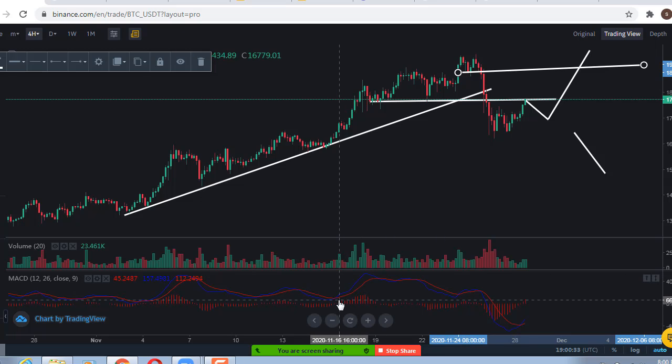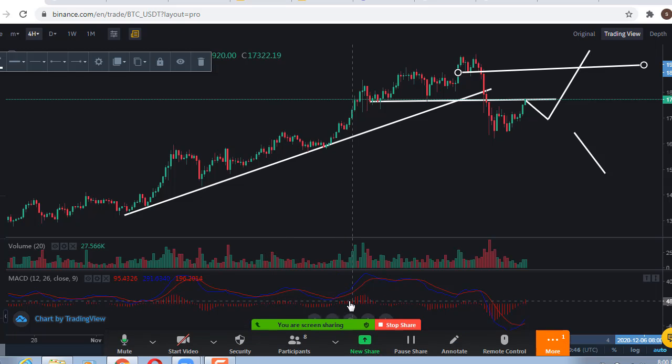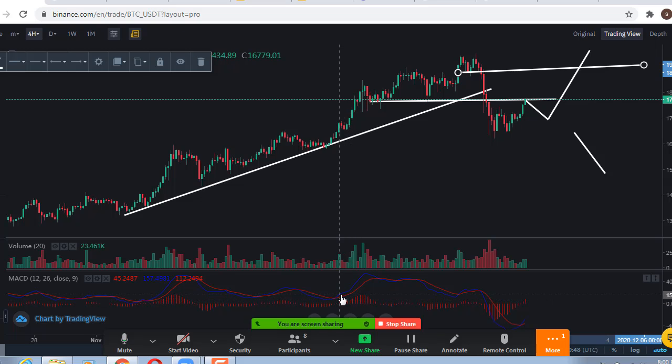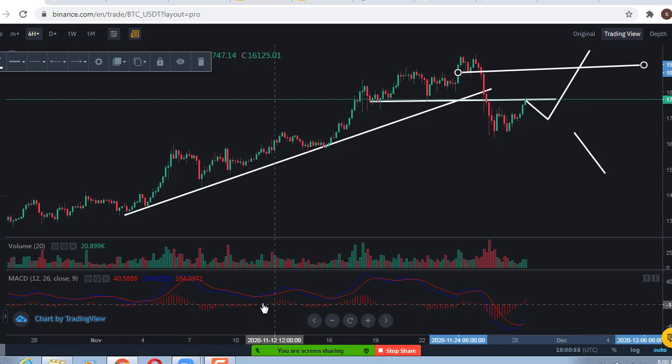If you look at this place also, this was the best time to place your buy. And then this was also another best point to place your buy. Remember, the histogram was already up. Remember, in this case also, the histogram is already up and it crossed over. Good buy signal. The histogram is already up. It has crossed over. Good buy signal.